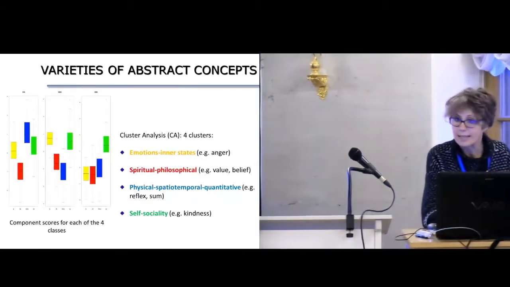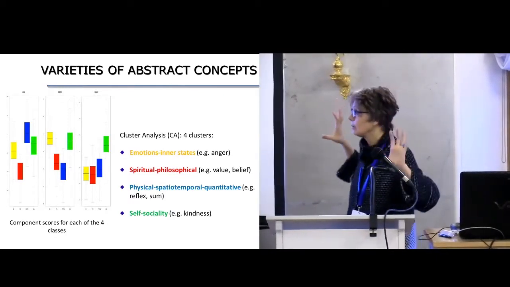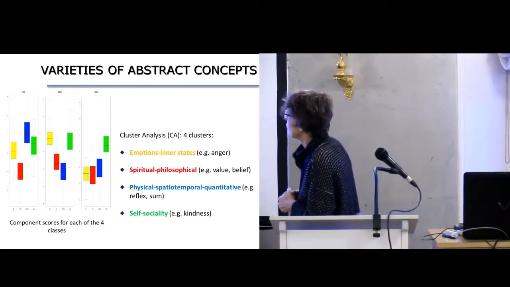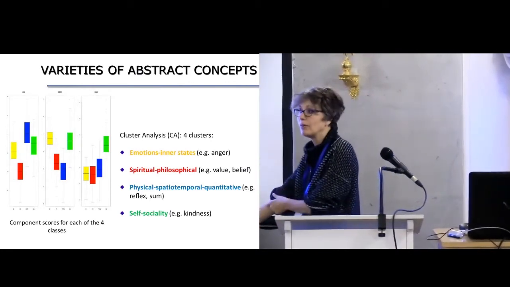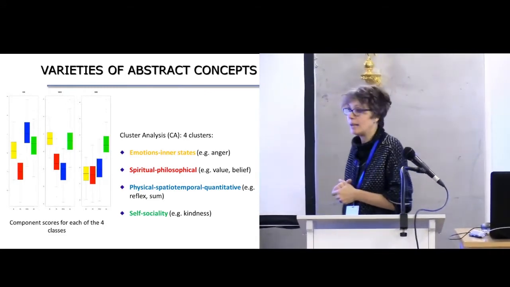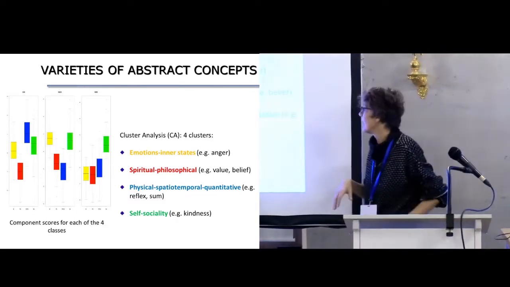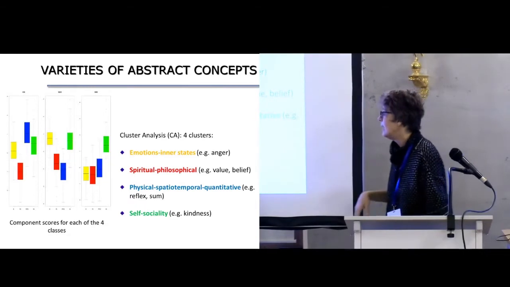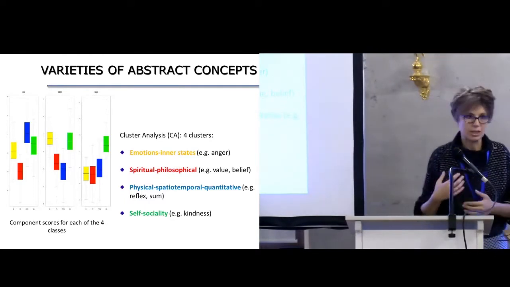Then we did cluster analysis in order to determine whether the 400 and more words we had divided into different clusters depending on the different role of the components we identified. And we found four different kinds of clusters. One, we called emotional inner states, including words like anger. One including spiritual philosophical elements like value, belief, also religion. Another, putting together more physical, spatiotemporal, and quantitative elements, addition, reflect, sound, etc. And another more related to sociality and self, so also emotional, but more related to social aspects.